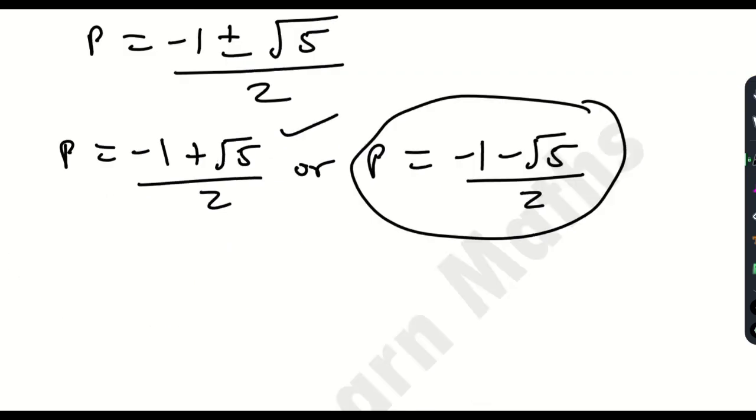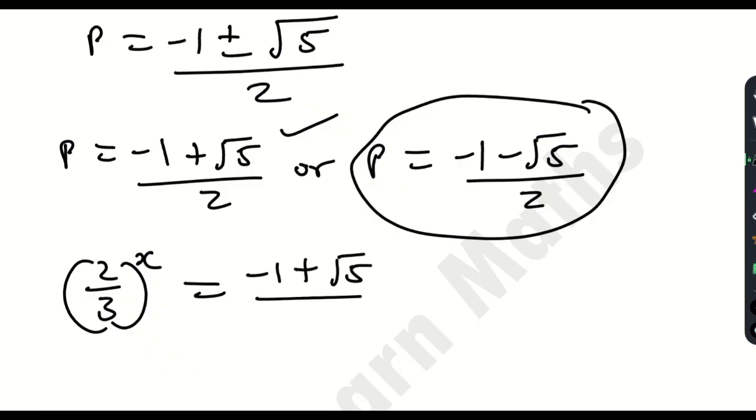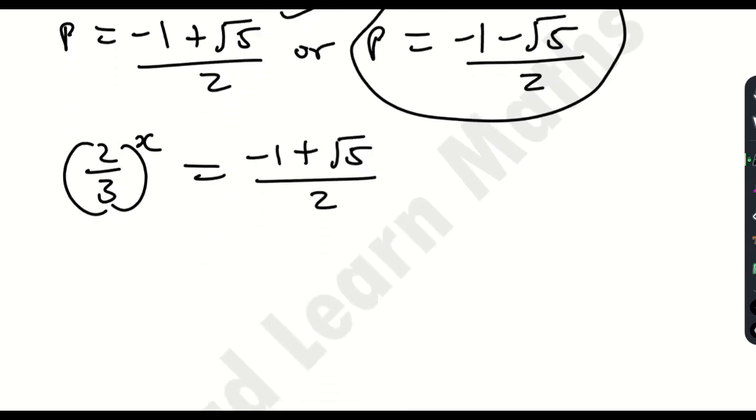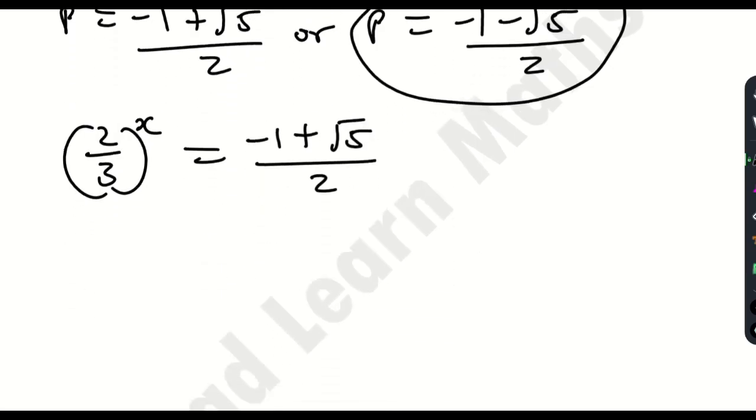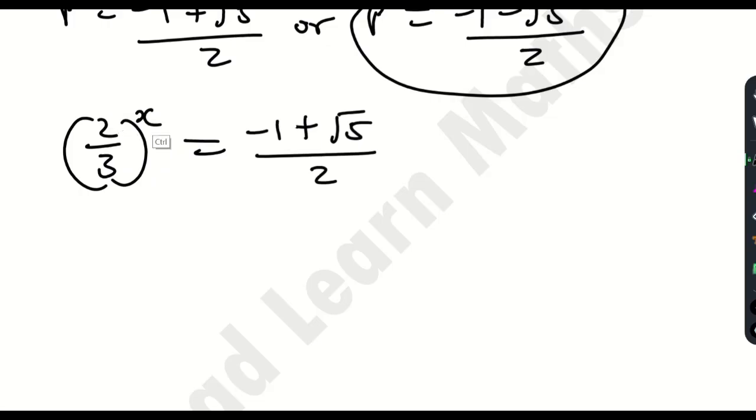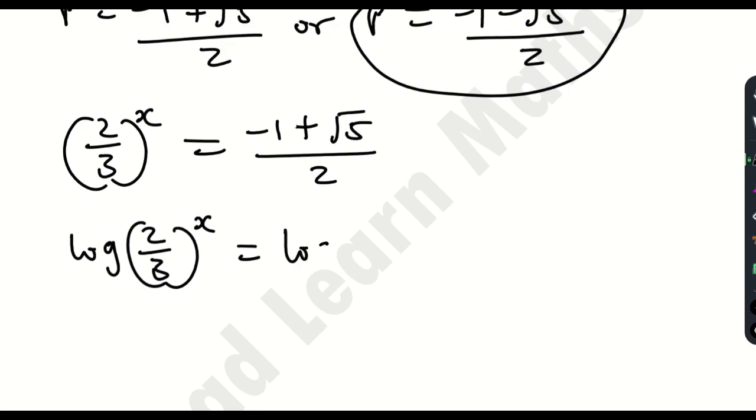So recall that we said let p be equal to 2 over 3 all raised to the power of x. And since we are using only this value, I'm going to use just that: minus 1 plus the square root of 5 all over 2. Okay, what can we do here now? I will take the logarithm of both sides because I am interested in getting the value of x. So that will be log of 2 over 3 all raised to the power of x is equal to the logarithm of negative 1 plus root 5 over 2.